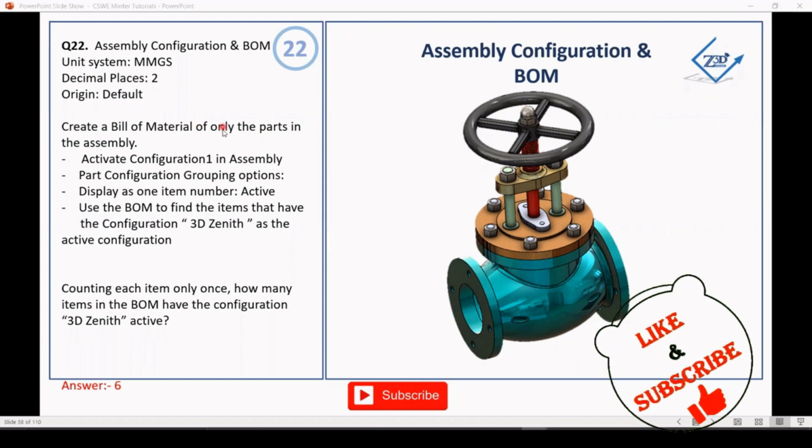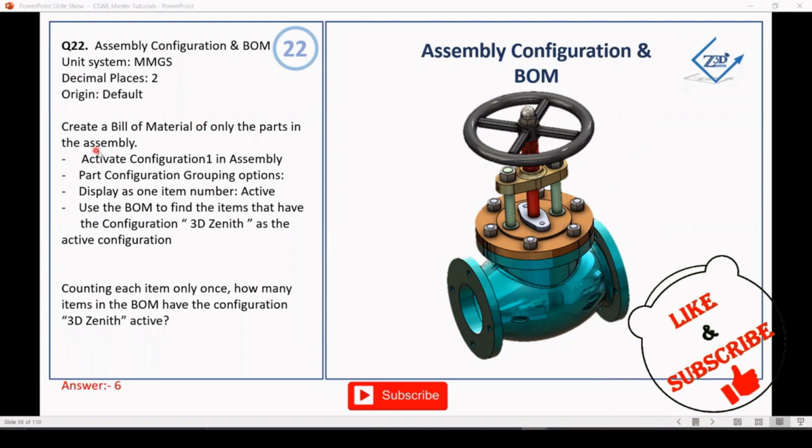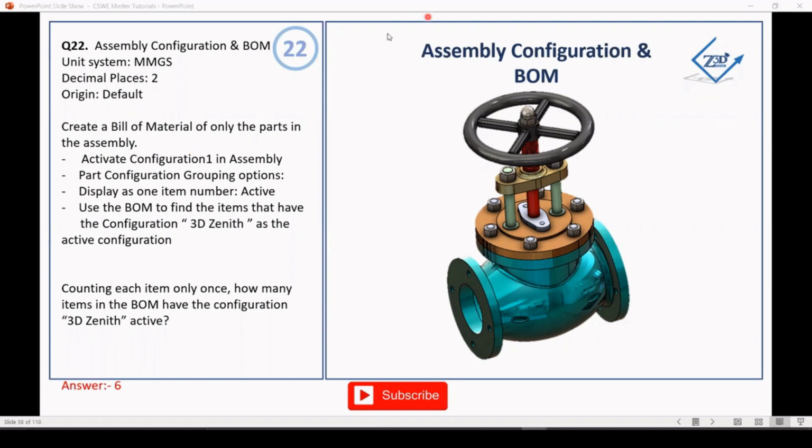Create a bill of material of only the parts in the assembly. Activate configuration 1 in the assembly. Part configuration grouping option: display as one item number active. Use the BOM to find the item that has the configuration 3D Zenith as the active configuration.